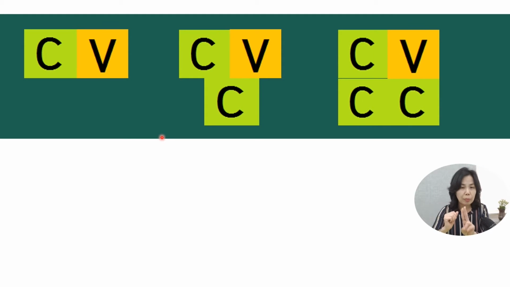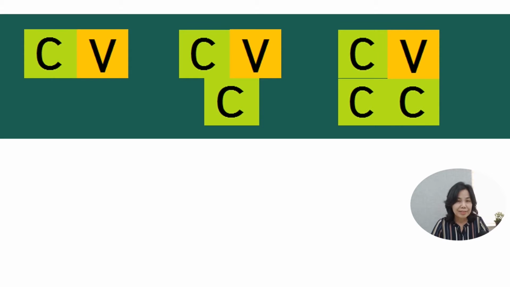Broadly, there are 2 patterns. The one is the consonant plus vowel pattern, and the other is the consonant, vowel, and final consonant pattern. And only in some words, double consonants appear here. Can you see? But it's very rare.